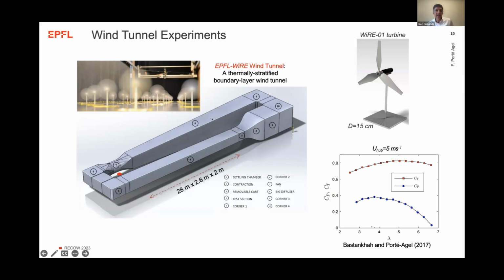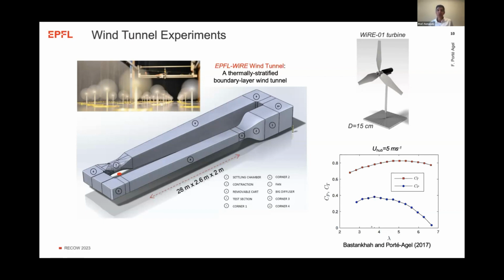So this wind tunnel at EPFL is what we call an atmospheric boundary layer wind tunnel. It means we try to reproduce a boundary layer flow. That's why it has a long section, 28 meters, and then it has a cross section of 2.6 meters by 2 meters. Our scientific goal, if you want, is to study the interaction between atmospheric, or let's say boundary layer flow in general, and wind turbines and wind farms. As you can see, for example, this is a typical picture of an experiment.